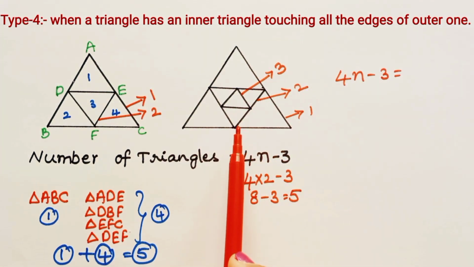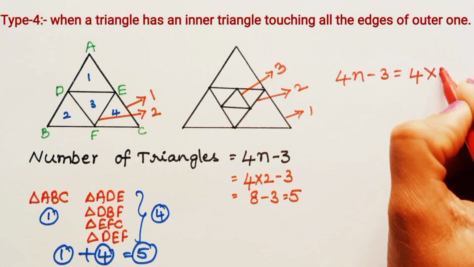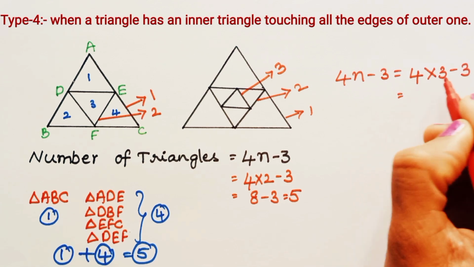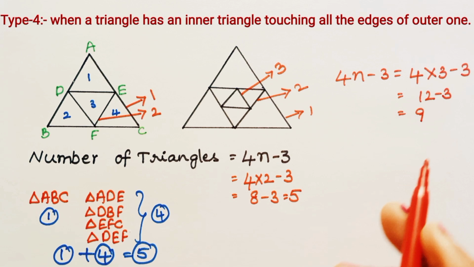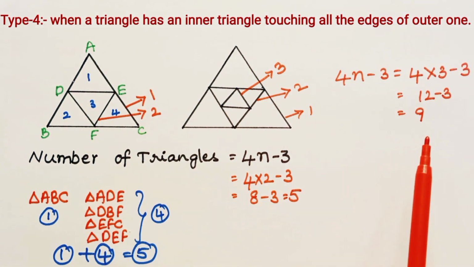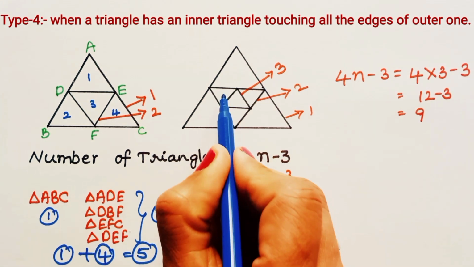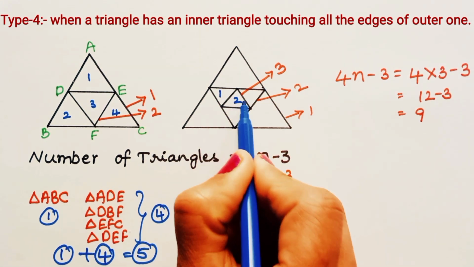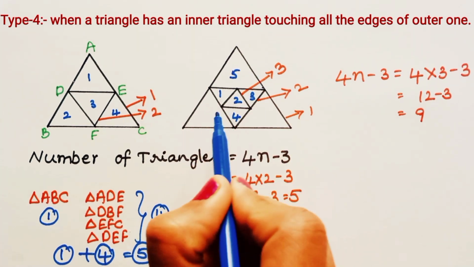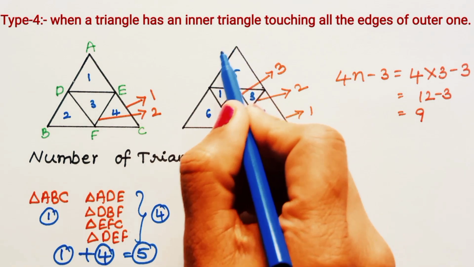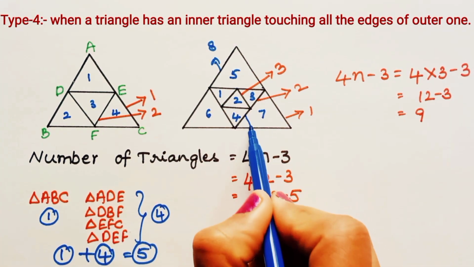So how many number of triangles are present inside this figure? 3. 4 into 3 minus 3. 4 3s are 12 minus 3. 12 minus 3 is 9. So how many number of triangles are present? There are 9 triangles. Now let us see all those 9 triangles. So here the smaller triangles 1, 2, 3, 4, 5, 6, 7 and the bigger one 8. And this one 9.